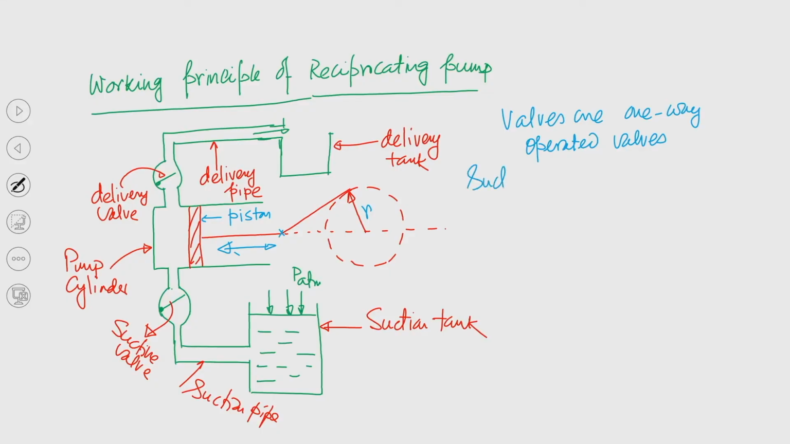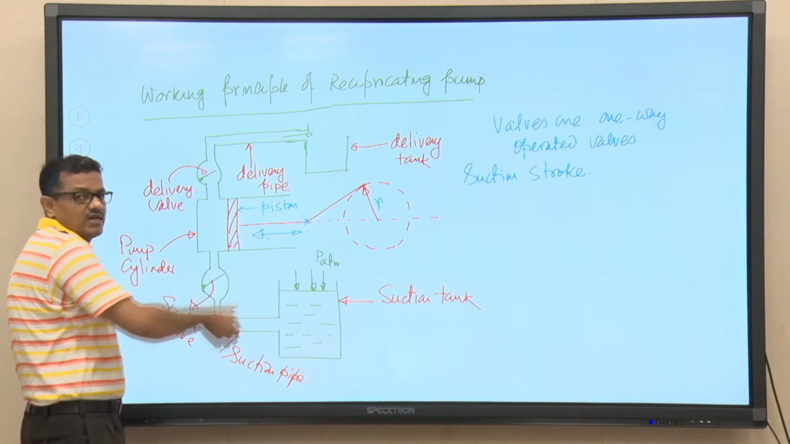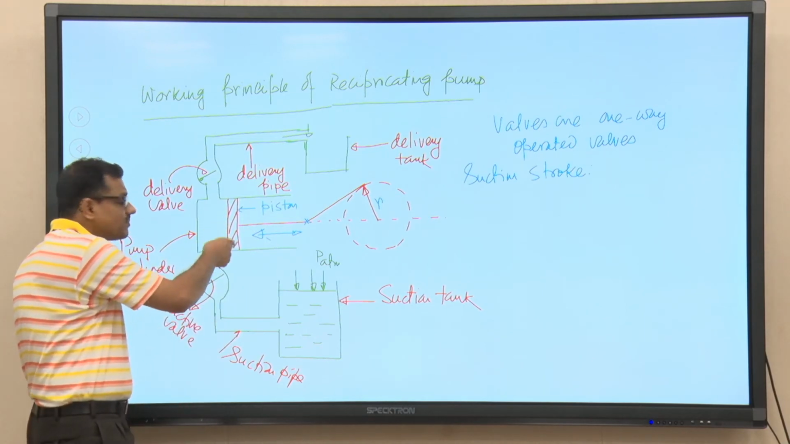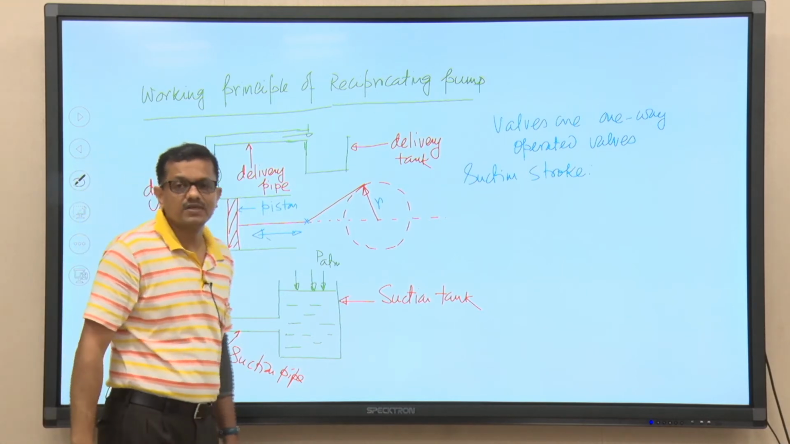So, if I talk about the suction stroke, if we try to understand that, in the suction stroke the piston moves from the cylinder inner end to the cylinder outer end, right. So, the piston moves from the cylinder inner end to the cylinder outer end in the suction stroke. Because of the movement of the piston inside the cylinder, a negative pressure or vacuum pressure is created.